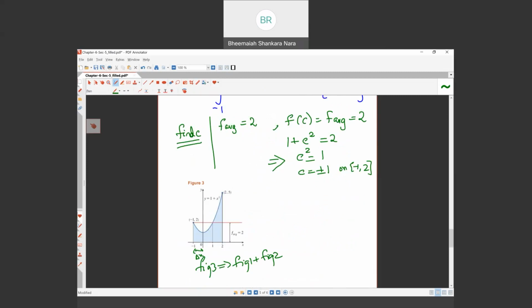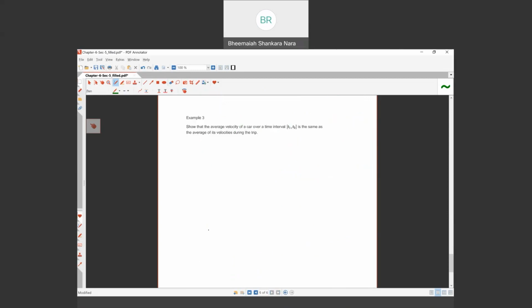So now let's answer one more question. Show that the average velocity of a car over a time interval t sub 1, t sub 2 is the same as the average of its velocities during the trip. So this is a proof problem where you have to show the steps to prove the statement. So here is a solution.